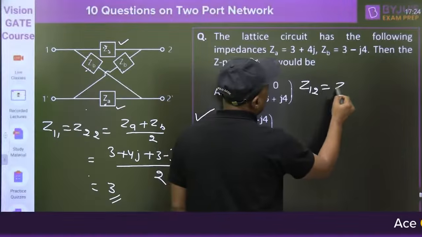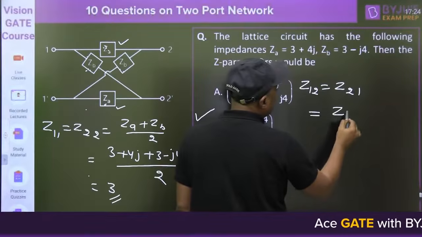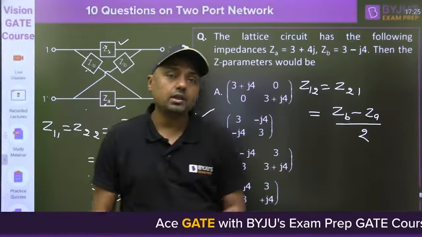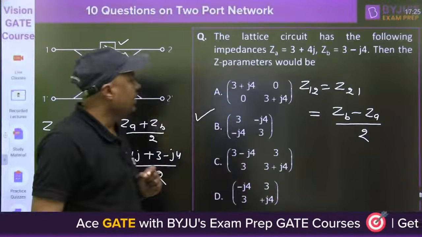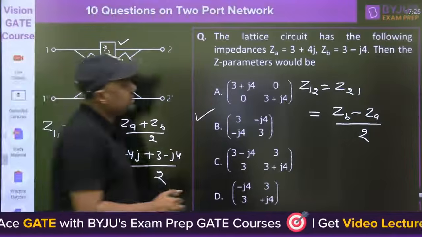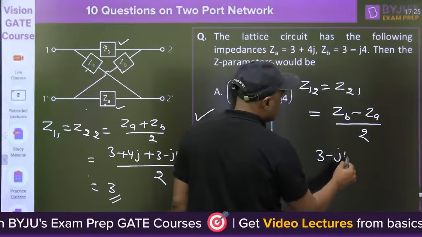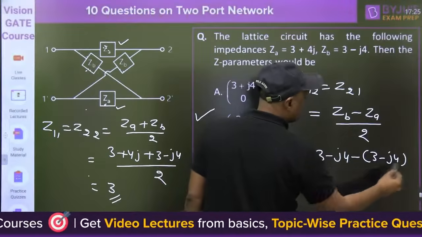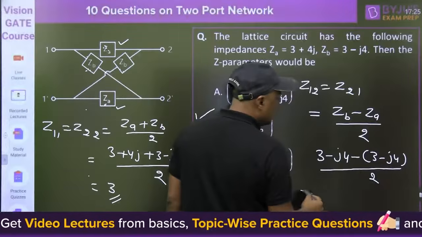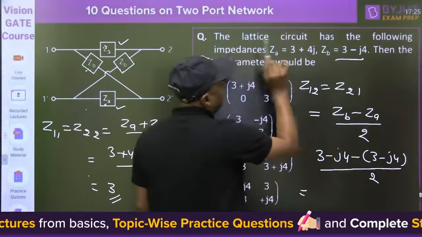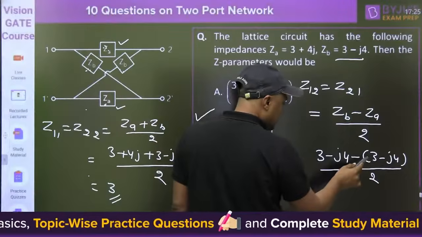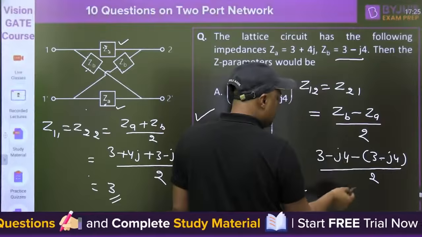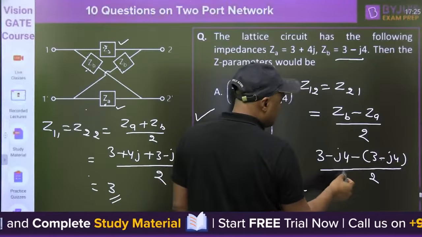Z12 is equal to Z21. What is Z12 equal to Z21? It is (ZB minus ZA) by 2. What is ZB? 3 minus j4, minus of (3 plus j4), upon 2. Then the 3 cancels, and the minus becomes plus. The j4 is also cancelled. When it is also cancelled, then tell me what is the answer?